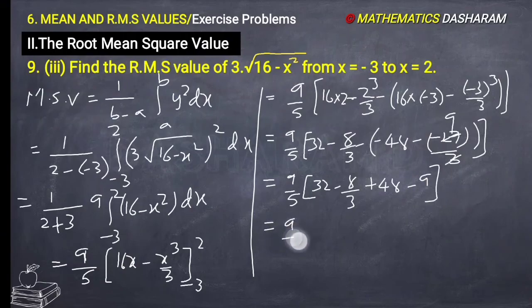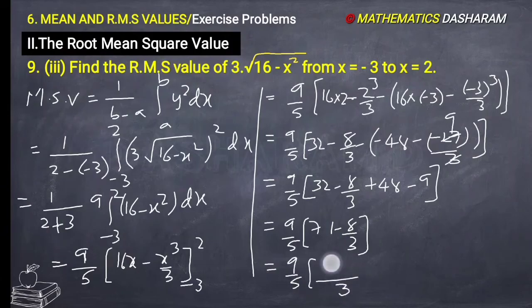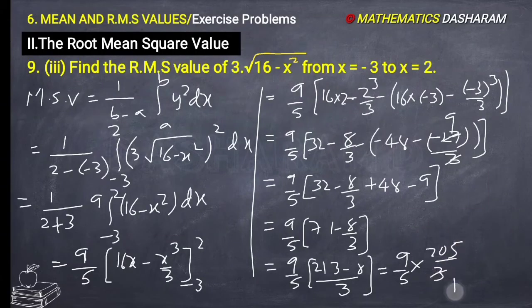So it is equal to 9 by 5 times (32 plus 48 is 80, 80 minus 9 is 71, minus 8 by 3). Then 9 by 5, here 3 is the LCM: 3 1s are 3, 3 7s are 21, minus 8. So 9 by 5 into (213 minus 8), it's 205 by 3. 3 1s are 3, 3 5s are 15, 5 1s are 5, 41. So 3 1s are 3, 3 4s are 12.